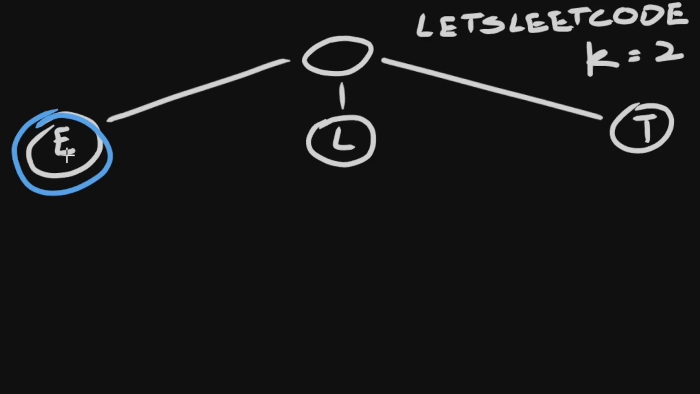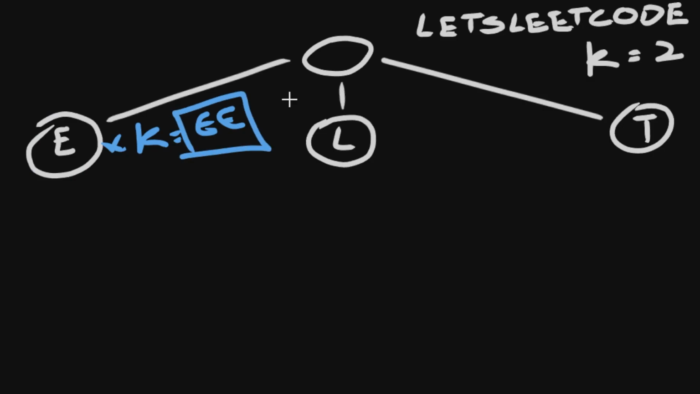And remember, we need to get this subsequence k times. And this subsequence times k is EE in this case, because k is 2. Meaning now we are looking if we have this subsequence here in the string. And we do have this subsequence. Here we have an E, and here we have another E.